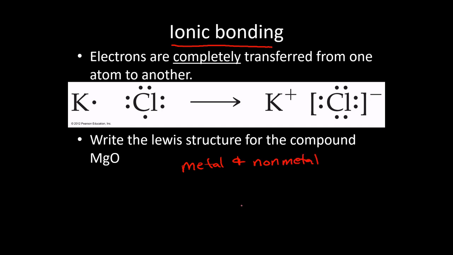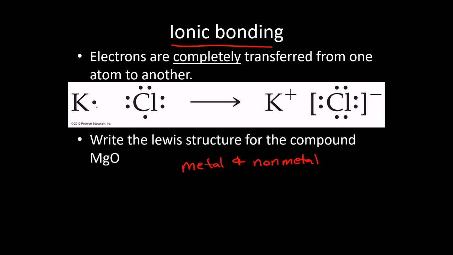This is always going to be the case here. If you're going to have ionic bonding, you're going to have a metal and a nonmetal. You're not going to have ionic bonding between 2 nonmetals, or even 2 metals for that case. It is always a metal and a nonmetal together.